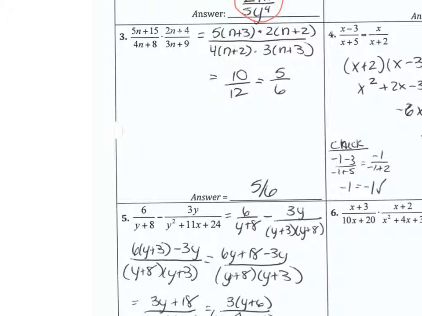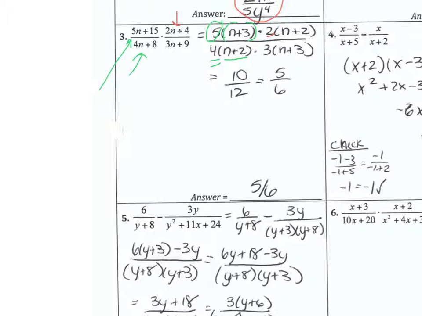Okay, so for the next one, you look at the top numerator, never multiply first. So we can take out a 5, and we're left with n plus 3, because 5 times n is 5n, 5 times 3 is 15. Then in that denominator, we can divide out a 4, and then we're left with n plus 2. And now in the right fraction on top, we can take out a 2, right?